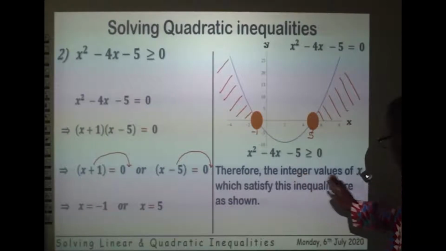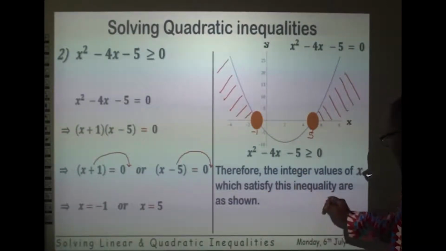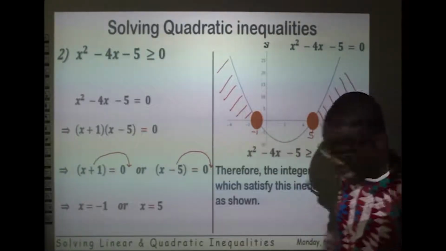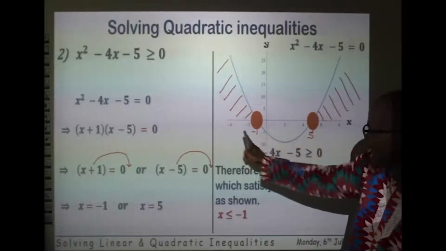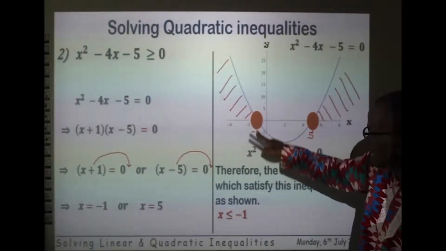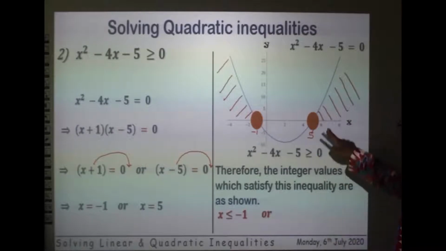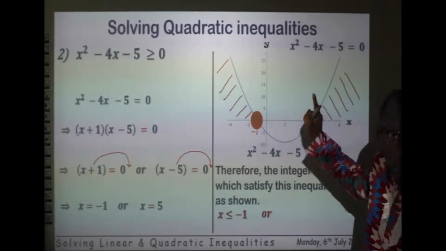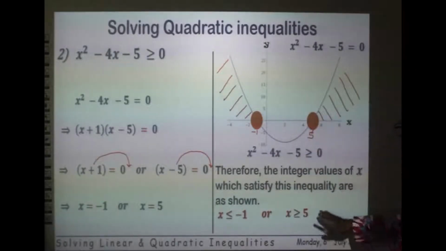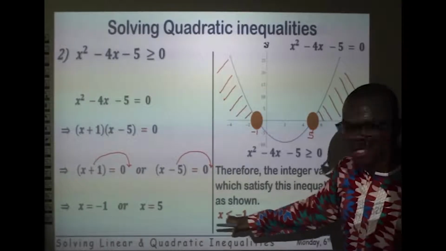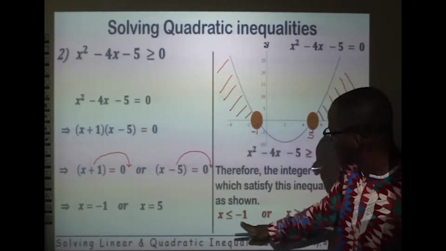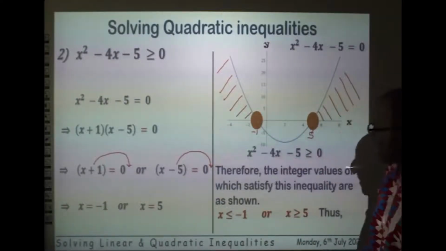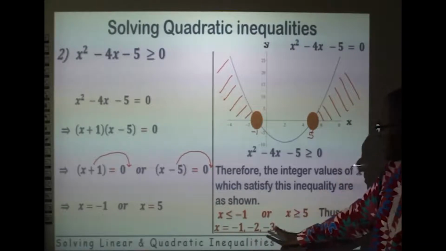So the integer values of x which satisfy this inequality are as shown. The bit to the left is x is less than or equal to minus 1, or x is, can anyone guess the sign, greater than or equal to 5. Exactly. Starting with minus 1, the possible integer values on that side are minus 1, minus 2, minus 3, and so on.